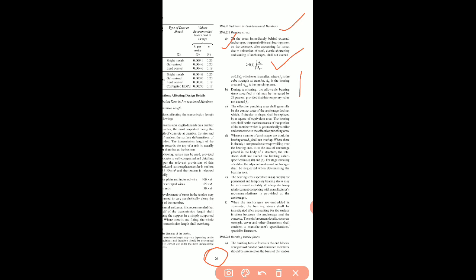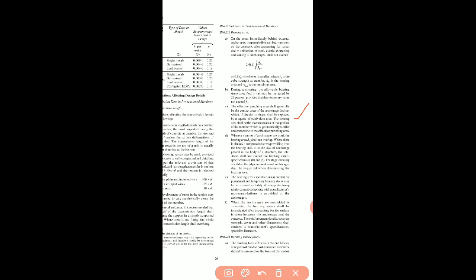Then we'll see this clause and we'll move to the bursting force. Okay, so everything is related one by one. Okay, we'll see this C point.